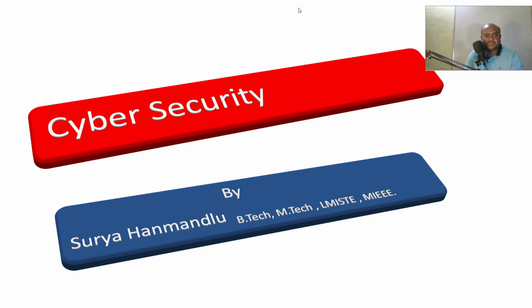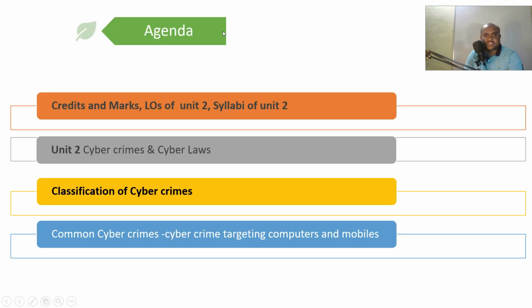So before moving ahead, we have to learn certain things, like what is the agenda of today's discussion. We have to know clearly what the agenda is, and in the agenda, always the first thing will be credits and marks. How many credits and marks do we have in this subject? List of outcomes of Unit 2, syllabi of Unit 2. As we are learning Unit number 2, we have to understand the list of outcomes of Unit 2. The name of Unit 2 is Cyber Crimes and Cyber Laws.